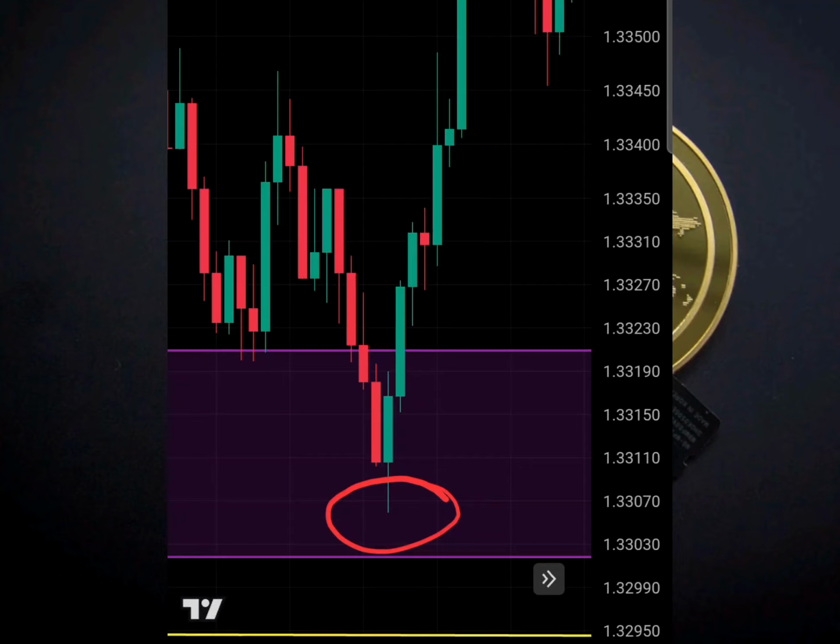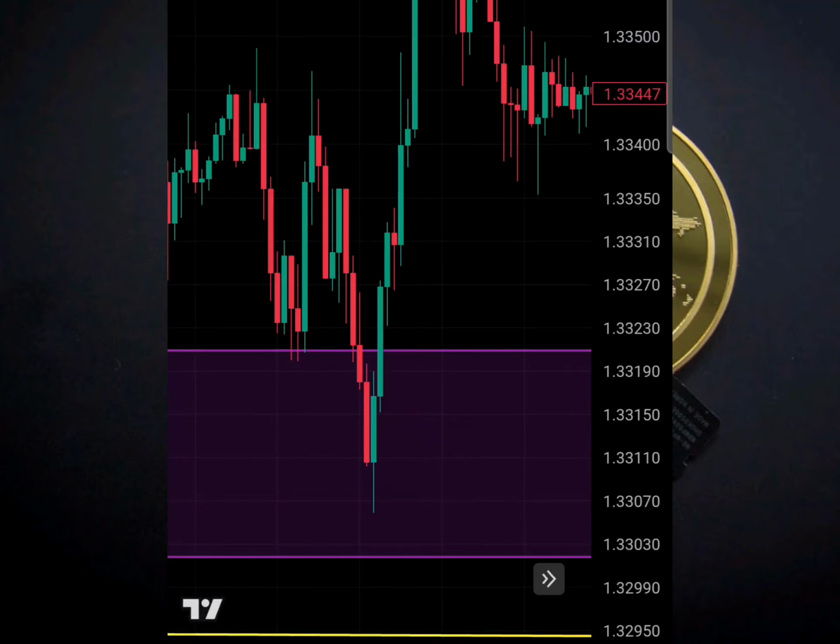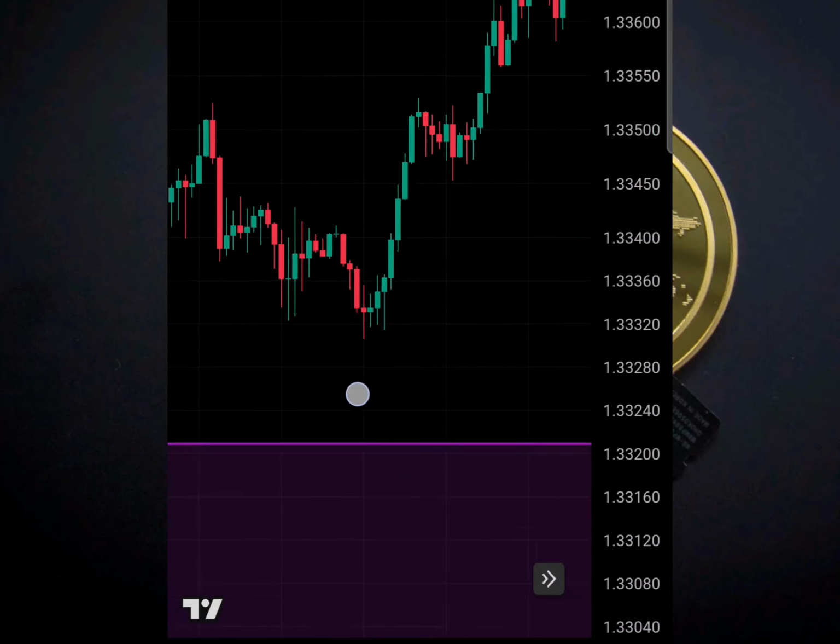But make sure the price is at the support level. Don't trade it when the market is at the center here. No, don't do that. The market must not be at the center. The market must come down to the support level before you can trade this kind of strategy. It's very, very, very important.